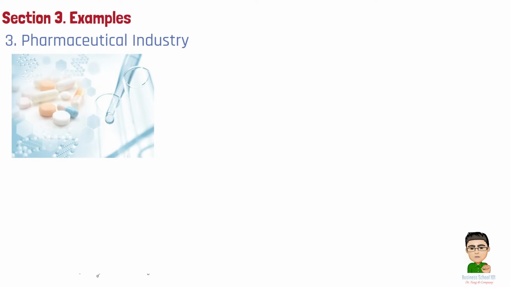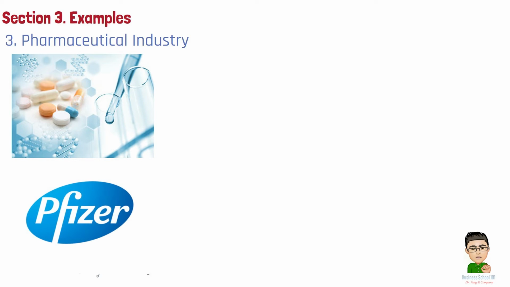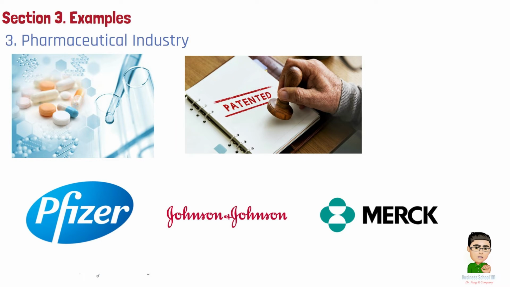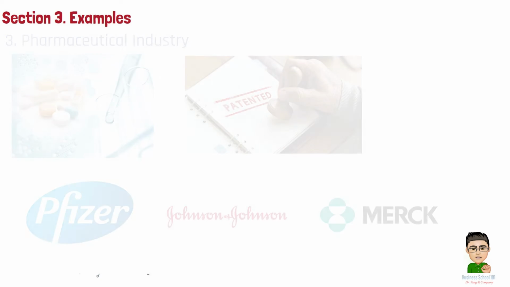Number 3. Pharmaceutical industry. The pharmaceutical industry often exhibits oligopolistic characteristics, with a small number of large companies, such as Pfizer, Johnson & Johnson, and Merck, leading the market. These firms invest heavily in research and development to discover new drugs and treatments, which is a costly and time-consuming process. Patent protection for these drugs provides a temporary monopoly, allowing firms to recoup their investments and profit before generics enter the market.